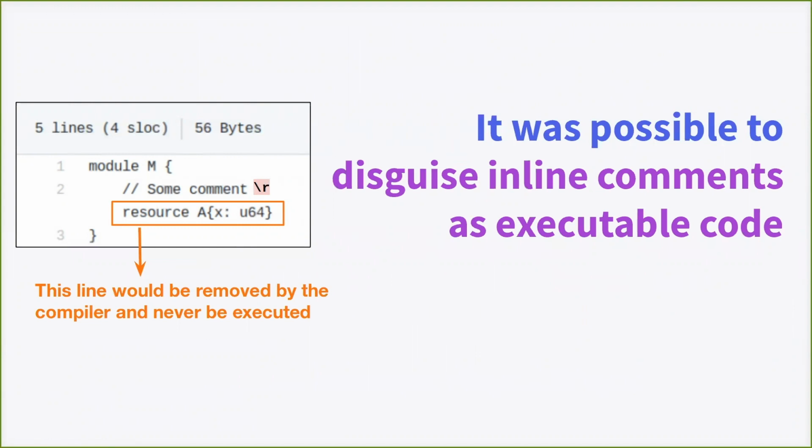saw in this module. That resource declaration would have never been executed. That means that that module is like it's empty, even if it looks like it's not.